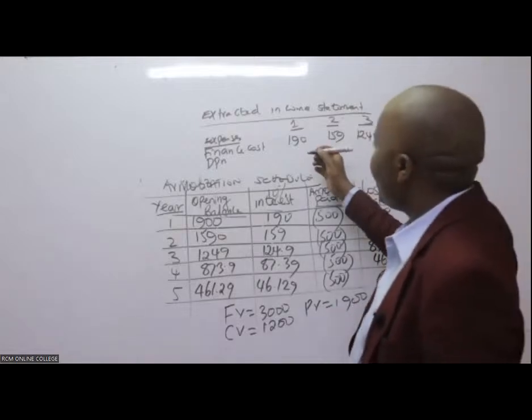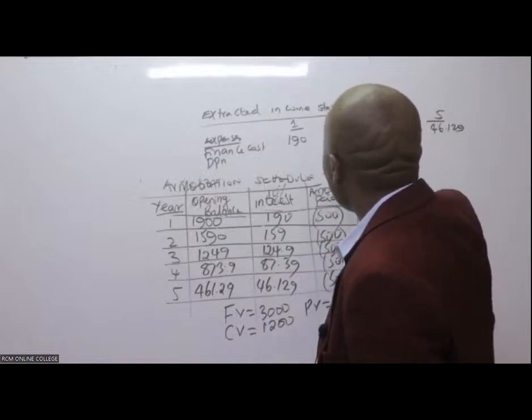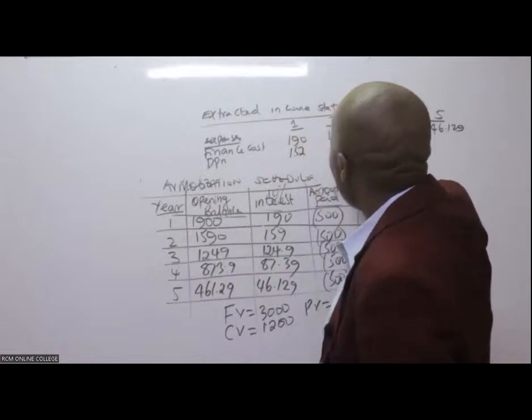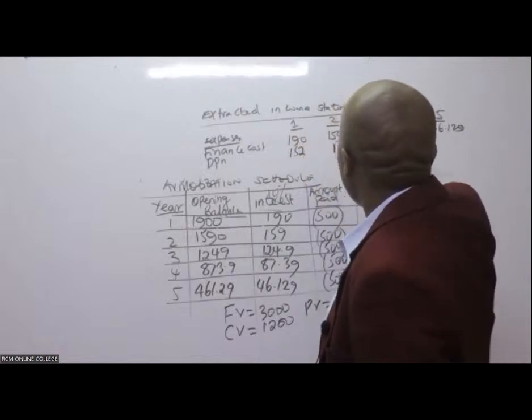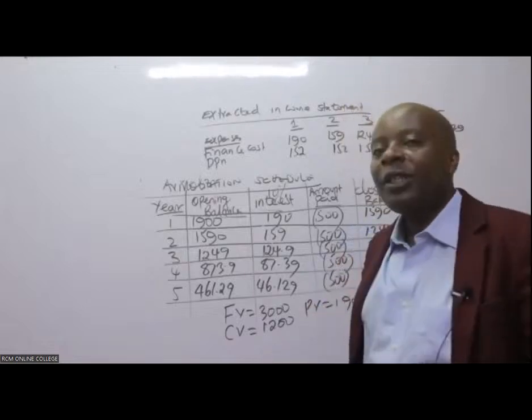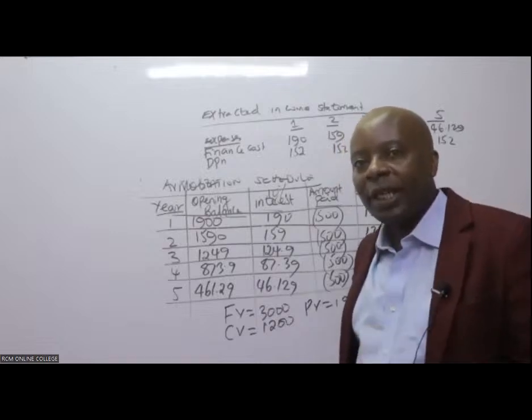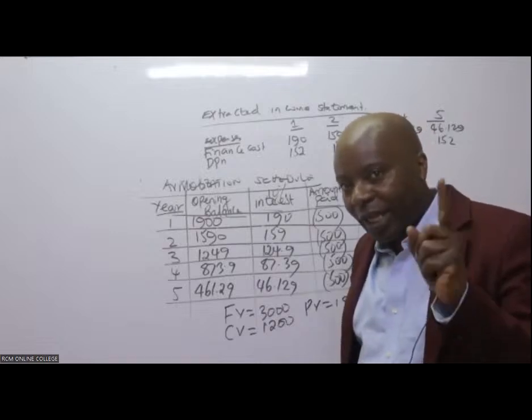Depreciation, what do we have here? The figure is here. We got it as 152. It's straight line, remember? Now, remember, before leasing it, this guy was initially the owner of this asset.